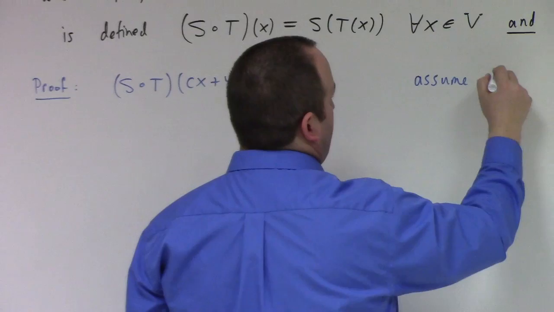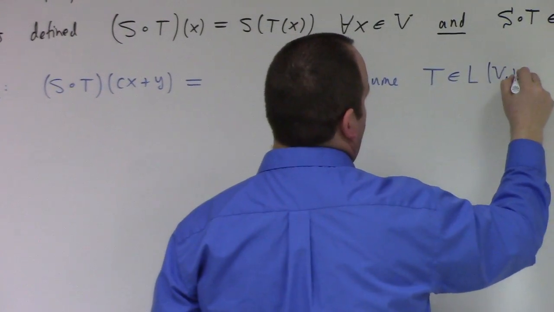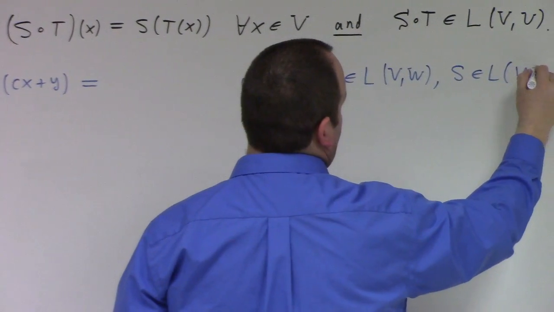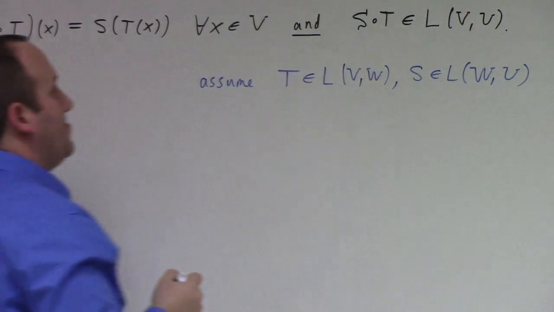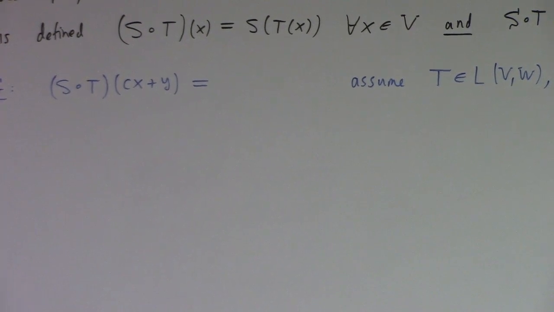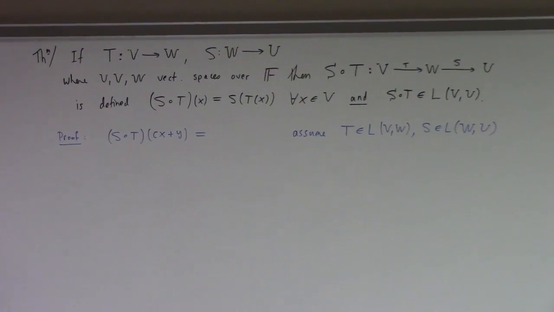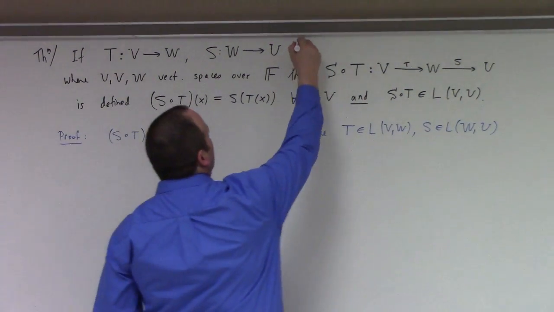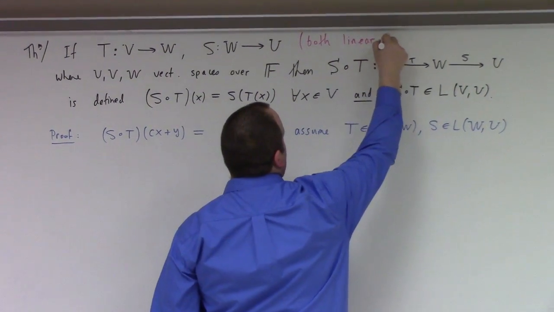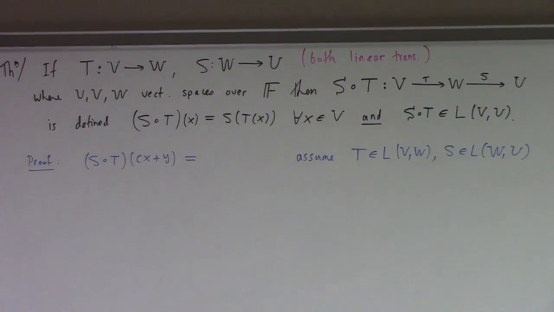Assume that T is an element of the linear transformations from V to W, and S is a linear transformation from W to U. Oh, I think I neglected to say something very important in this theorem. What did I forget to tell you? It's kind of important about S and T up here. Both linear transformations. I was assuming that.